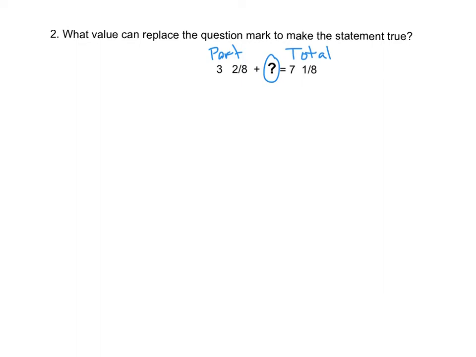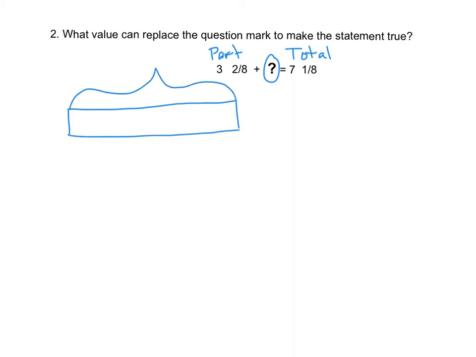I don't know one of the parts. So if I'm adding 2 parts equals a total, and I only know one of the parts, it's like a tape diagram. Yes, you're drawing the tape diagram if you didn't. The whole is my total, so it's 7 1/8. I have 2 parts. This is not to scale. 3 2/8, and then question mark. I don't know. Well, I'm going to take my total and subtract the part I know.